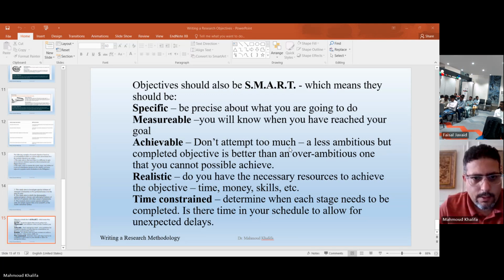And then you write your problem statement, and then you write objectives with the SMART rule, specific, and then your objective is going to achieve or solve the problem. Any more questions? Any other questions?